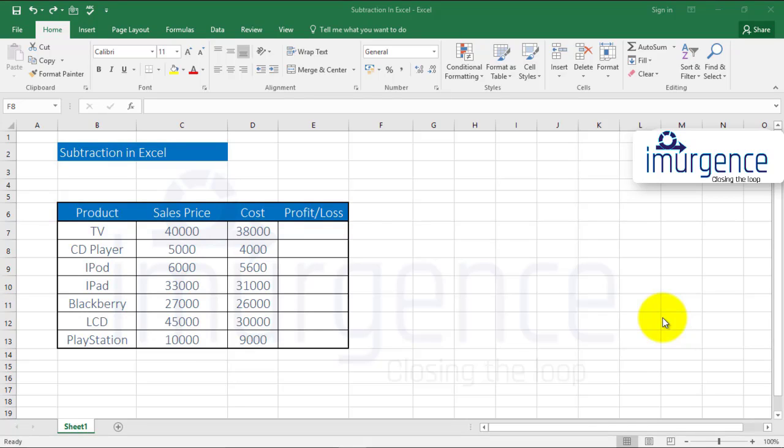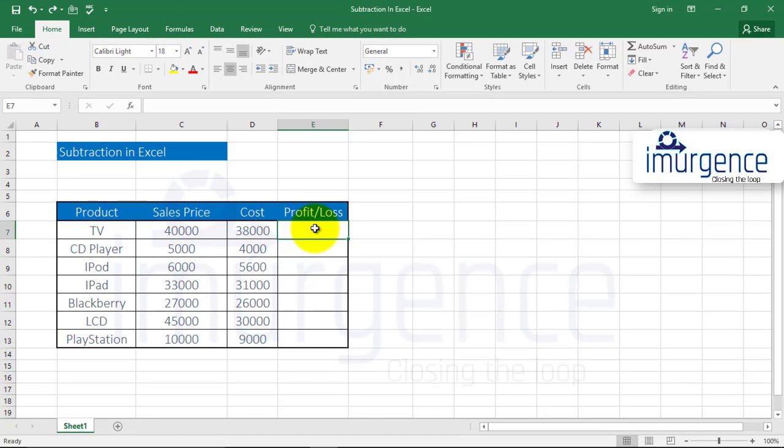Hello everybody, and in this video we will learn how to subtract numbers in Excel, which is very easy and very important to learn. Let's take this example. These are the few products that we are selling. These are the sales prices and this is the cost. So to find the profit or loss, we need to subtract the cost from the sale price.